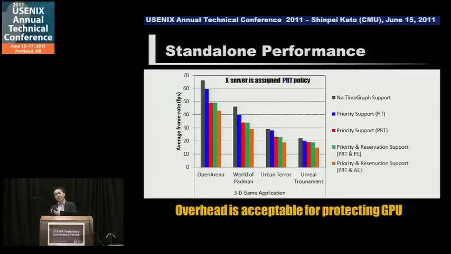But we believe that this overhead is acceptable for protecting the GPU from performance interference, right? Because if you do not use this function, then your important applications are killed anyway. So this overhead, we believe, is very acceptable.